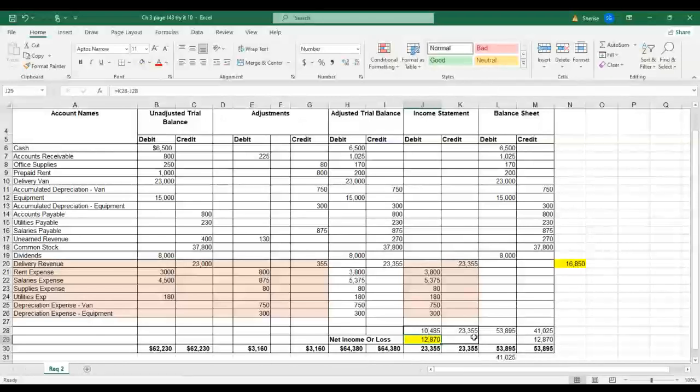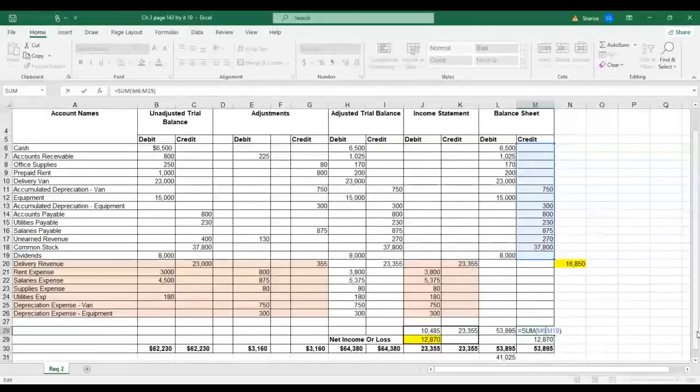And then once you do that, if you add these two together, it will give you the $23,355, which is the revenue amount as well. So that's how you would get to these numbers here. And then for your balance sheet, you're going to, again, copy everything over from your adjusted trial balance for the balance sheet. So we've copied all of that over here.